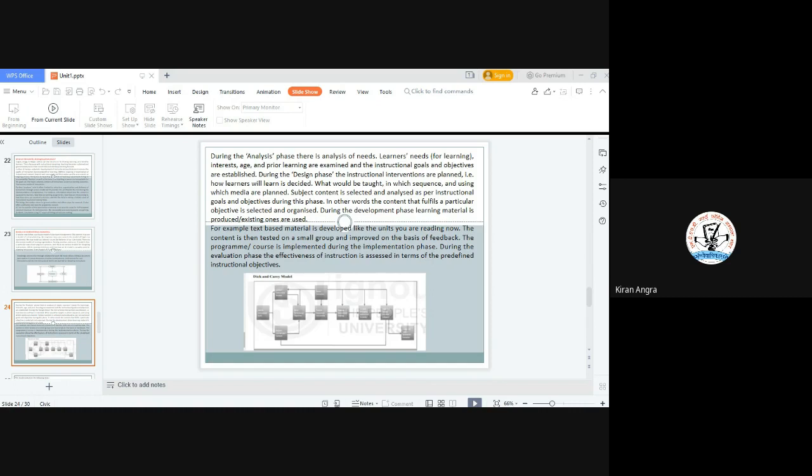So performance objectives are written by describing the behavior that learners will exhibit under a given condition and criteria.